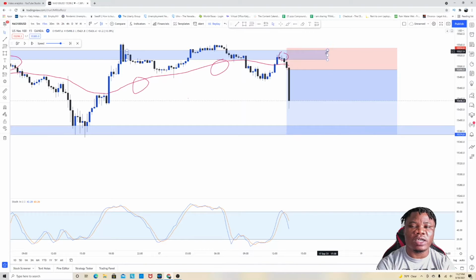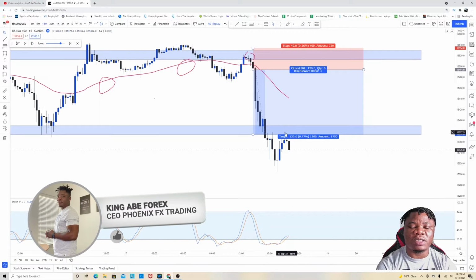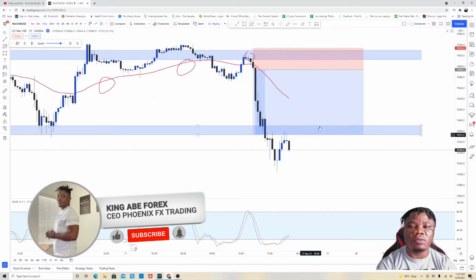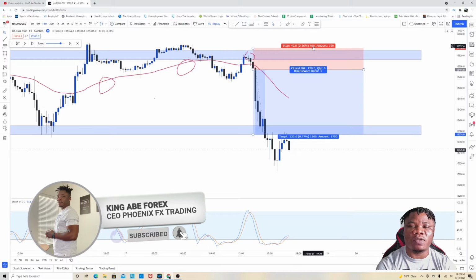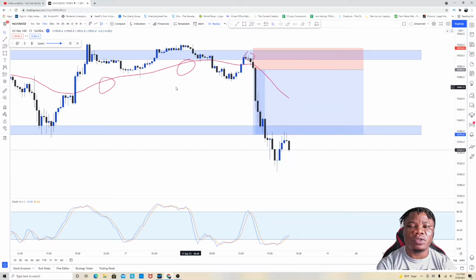Now let's take a look and see how this trade eventually played out. Right there, I got my take profit smash for 1200 pips, stop loss 400. My risk to reward ratio is 3. Very good trade right there.